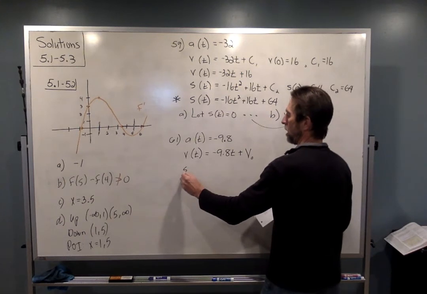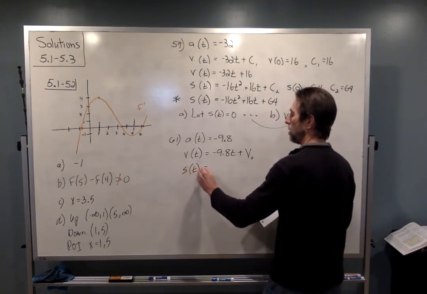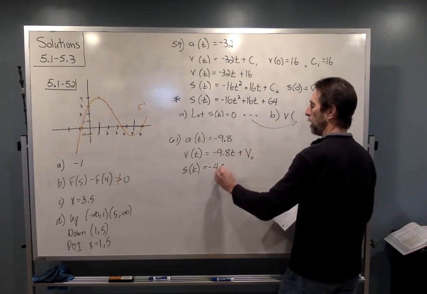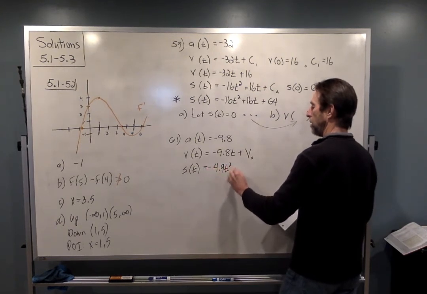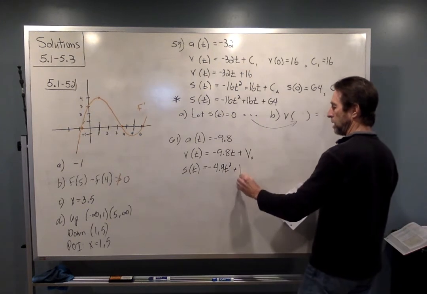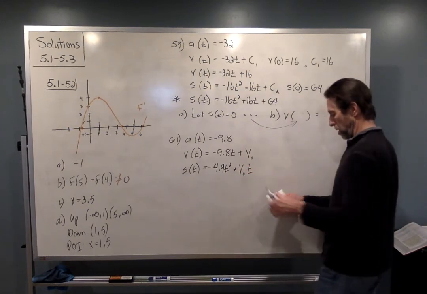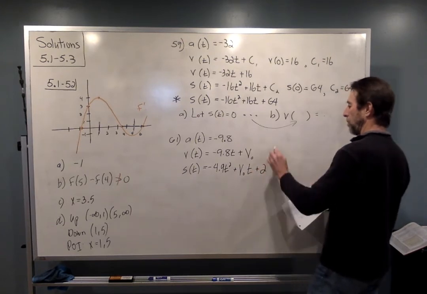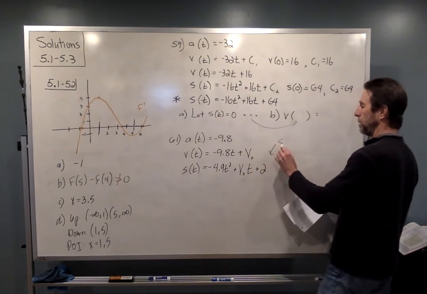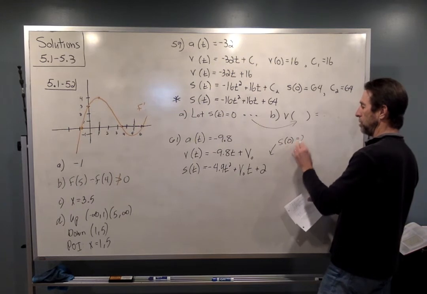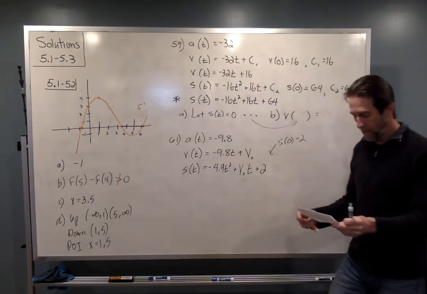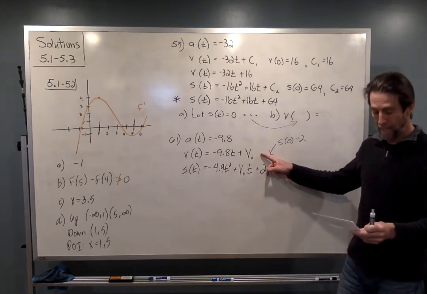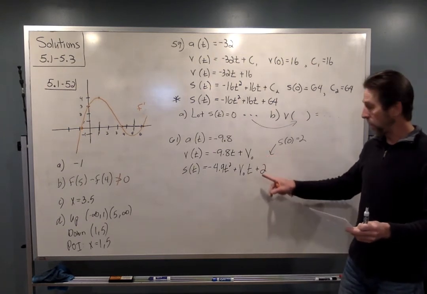The position then is going to be the integral with respect to t of this function, which is negative 4.9 t squared plus its initial velocity times t, which again I don't know, plus 2. Now the reason I knew that was 2 is because the position initially was 2. Now what we're supposed to do is find the initial velocity needed to get this thing up to a height of 200.